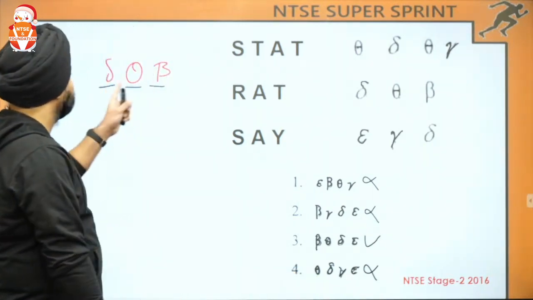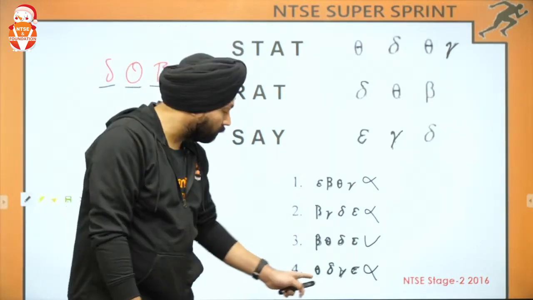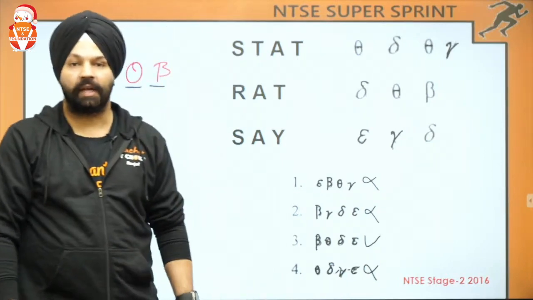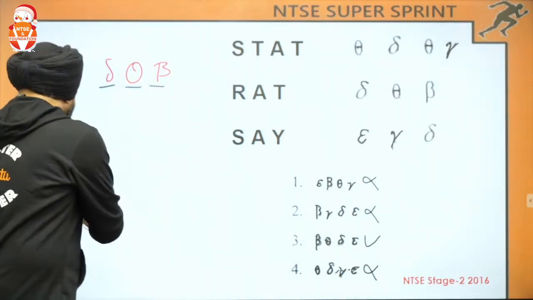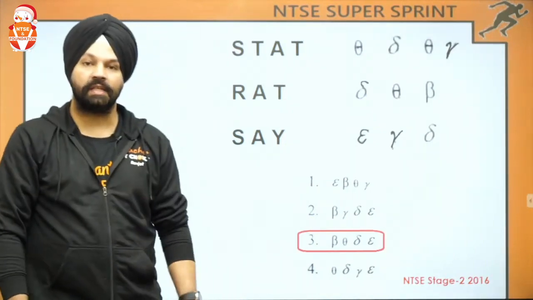We were looking for delta, theta, beta. There is no beta symbol in the fourth option. Symbols are theta, delta, gamma and epsilon, right? So quickly look. The answer is yes. The answer is the third option.